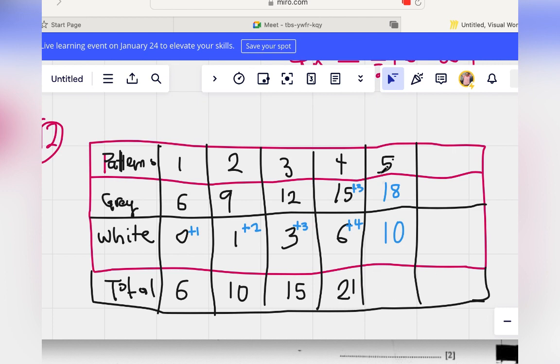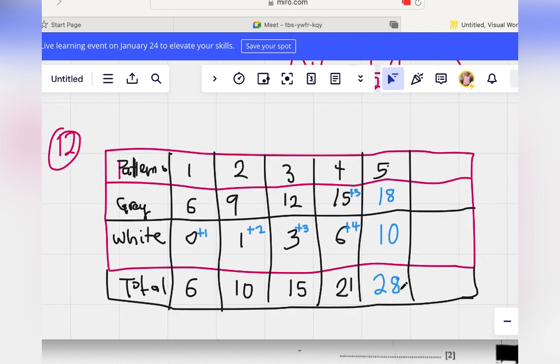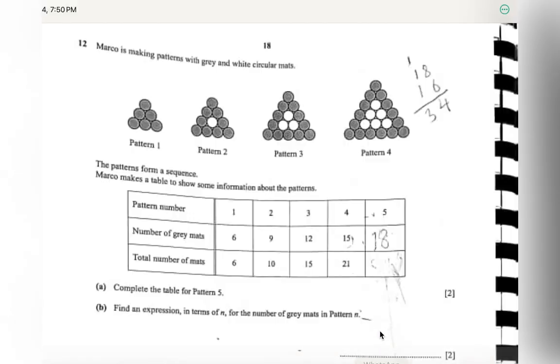Okay. So now what's the total? The total here will be 28. So that's for pattern 5. We've done pattern 5, which is 2 marks. So you do this, you get 2 marks. Now let's see what is next on the question.